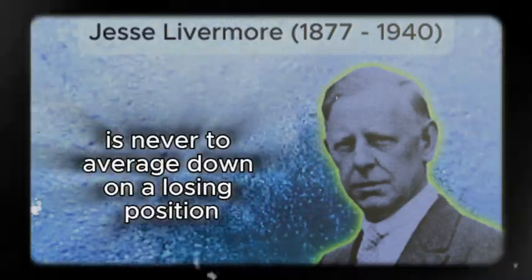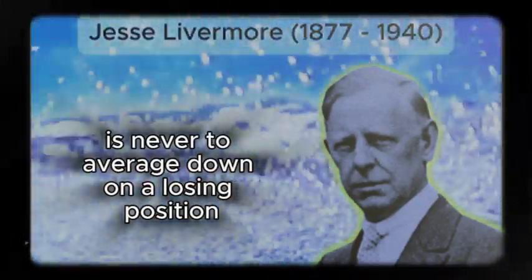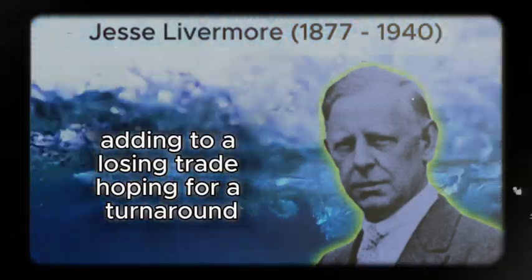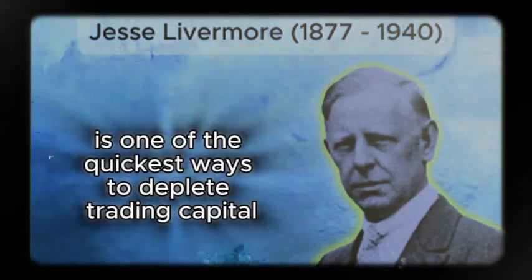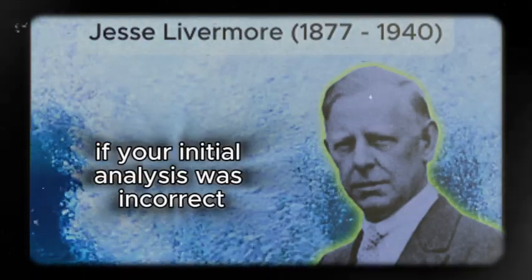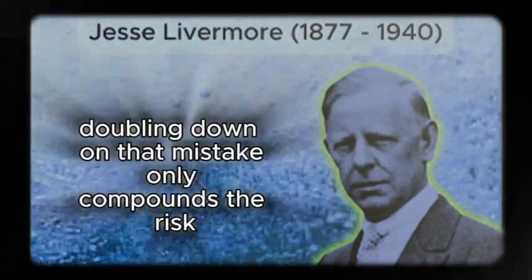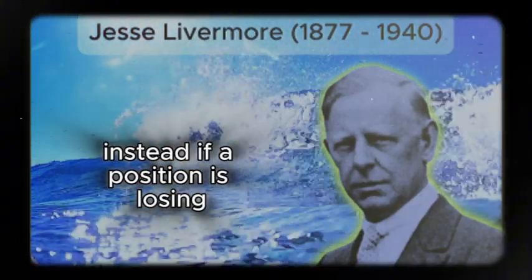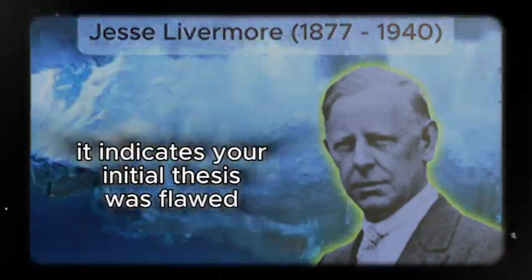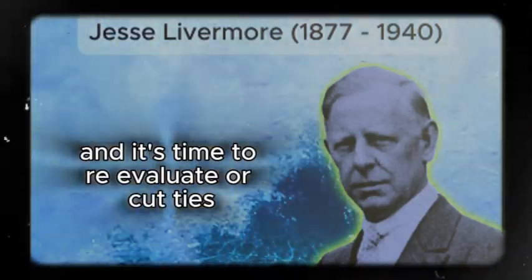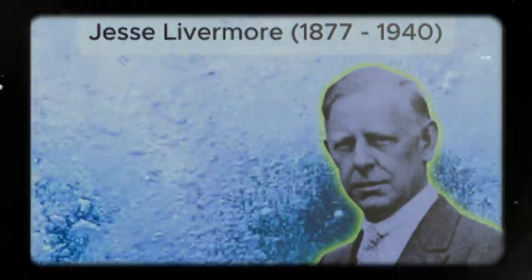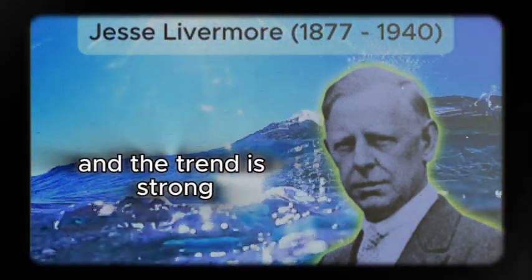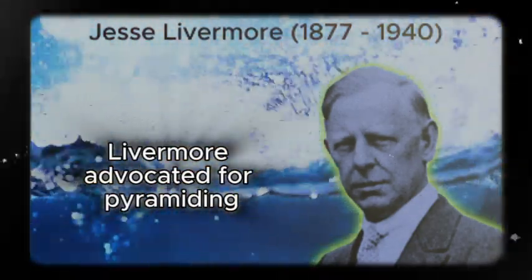A cardinal rule is never to average down on a losing position. Adding to a losing trade, hoping for a turnaround, is one of the quickest ways to deplete trading capital. If your initial analysis was incorrect, doubling down on that mistake only compounds the risk. Instead, if a position is losing, it indicates your initial thesis was flawed and it's time to reevaluate or cut ties. Conversely, when a trade is working in your favor and the trend is strong, Livermore advocated for pyramiding, gradually increasing your position as the price moves in your anticipated direction.